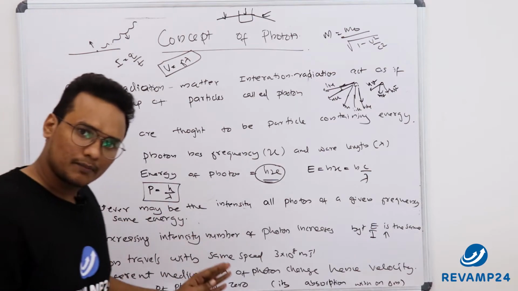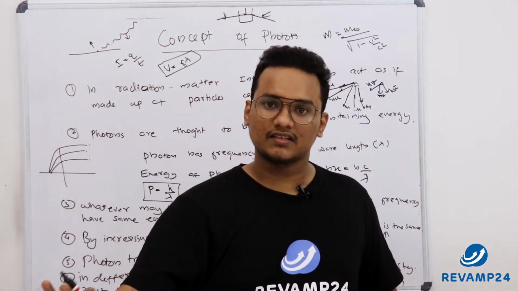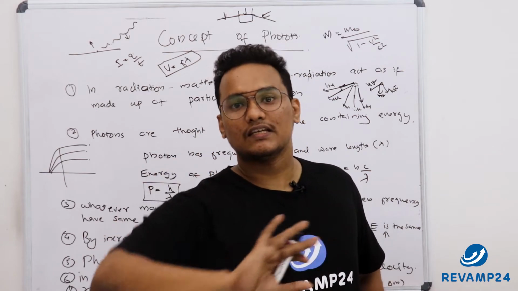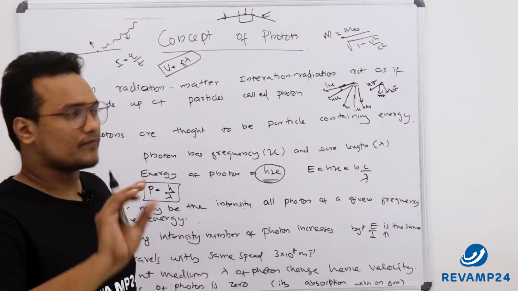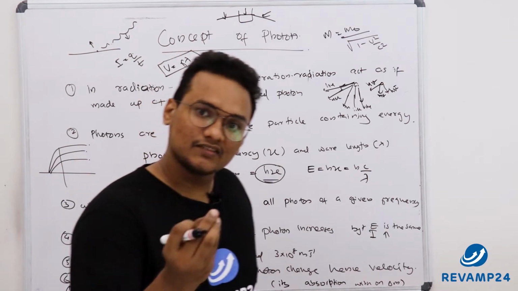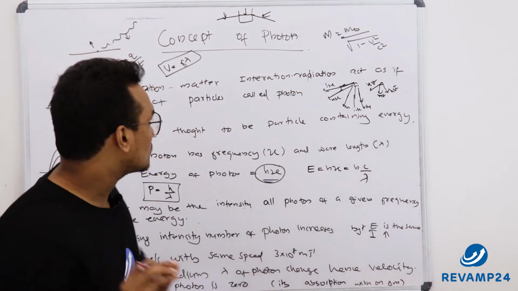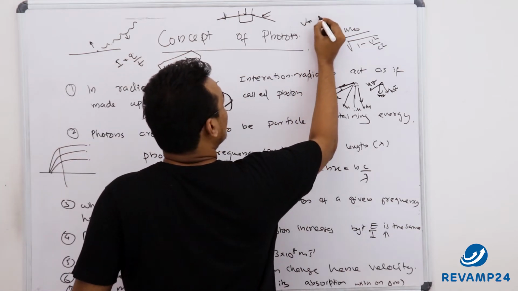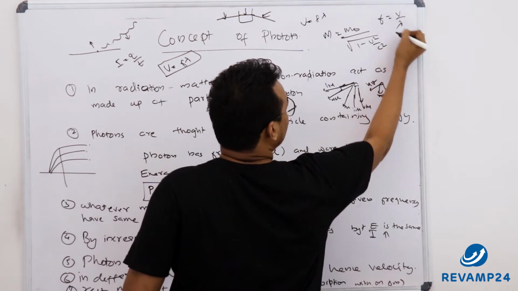So whatever the medium through which the light is traveling, its frequency will not change. Color will only change when the frequency changes. The frequency is the same whenever light travels through different media. Now what is changing when it travels through different media? The wavelength is changing. We know V is equal to F lambda, so F is equal to V by lambda.